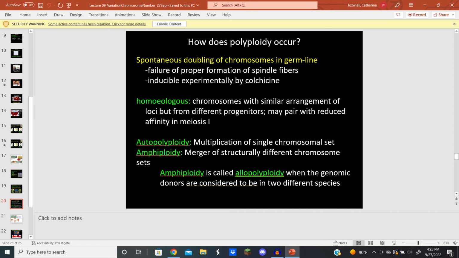We call chromosomes that have a similar arrangement of loci that came from different parents homologous. Or, they're not homologous, it's like homologous or something. Homologous?